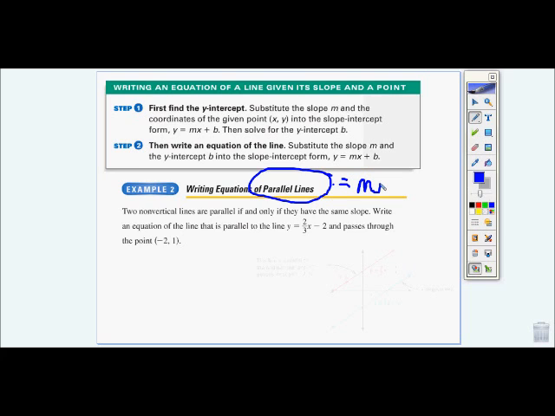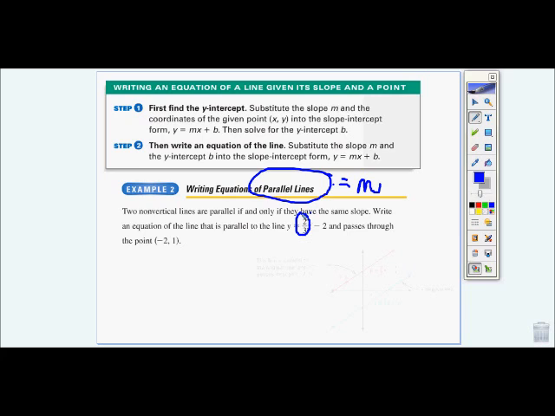So it says two non-vertical lines are parallel if and only if they have the same slope. Write an equation of a line that is parallel to the line y equals 2/3 x minus 2 and passes through the point -2, 1. So just like the example before, we're given a point and we are given the slope. We need to look for that slope a little bit more, but knowing that parallel lines have the same slope, we can find that the slope of our new line is going to be 2/3.